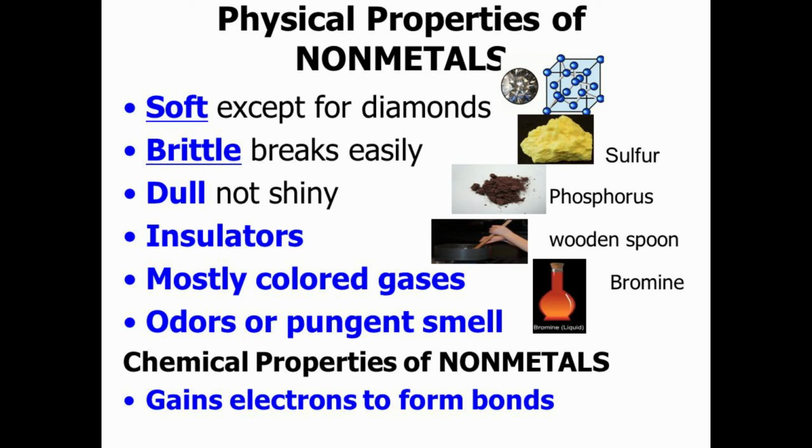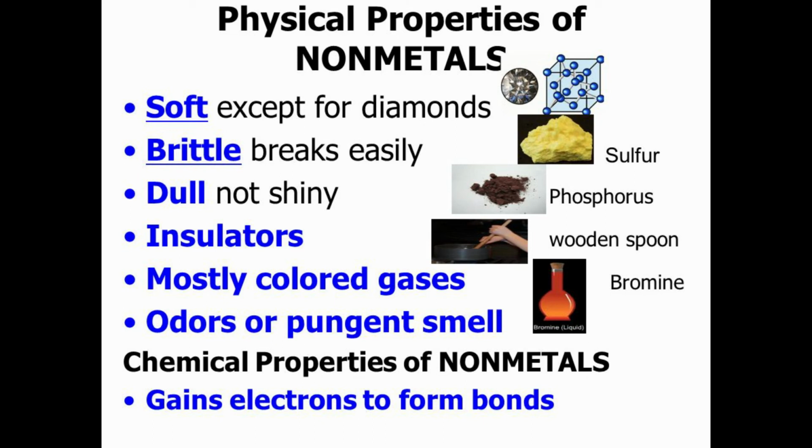Next property. Non-metals may be solids, liquids or gases at room temperature. Non-metals can exist in all three phases. Examples: carbon, sulfur, phosphorus are solid non-metals. Bromine is a liquid non-metal, whereas hydrogen, oxygen and chlorine are non-metals in the form of gases.